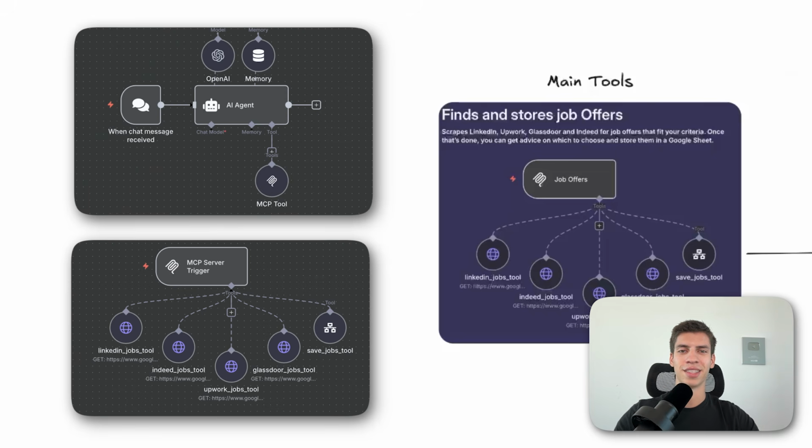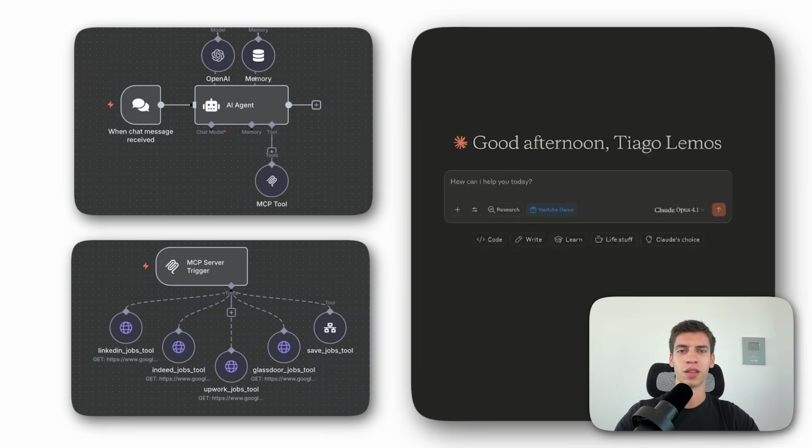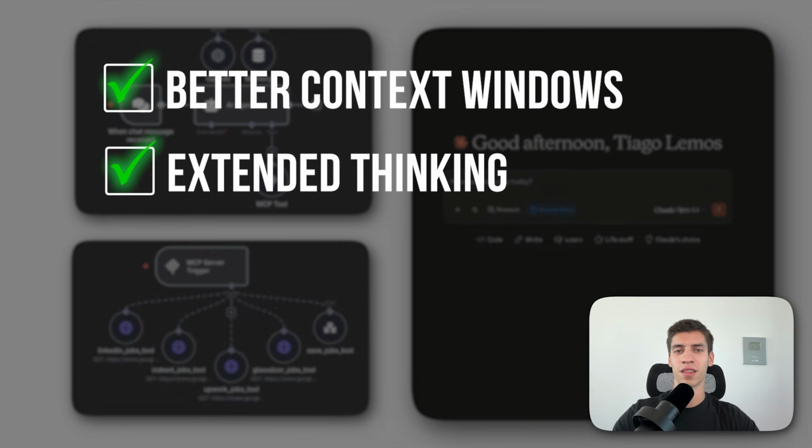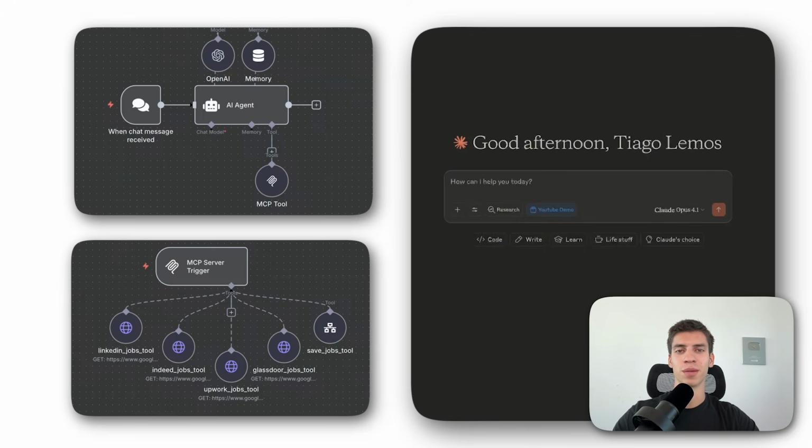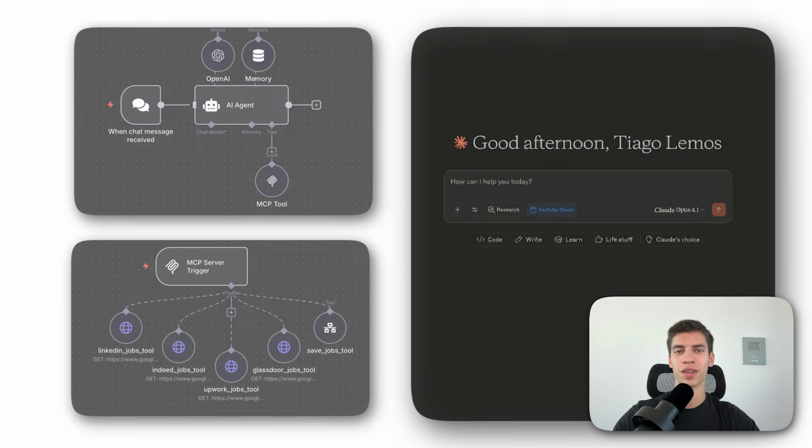And now just imagine that this agent is actually in the backend of ChatGPT or Claude. The chat trigger will be Claude's chat widget, the model will be the one you select, and the memory will be taken care of by Claude. And what this means is that we can use Claude AI to get huge context windows, extended thinking, and advanced error and logic handling, which makes it 10 times less likely to hallucinate than a simple end-to-end agent.